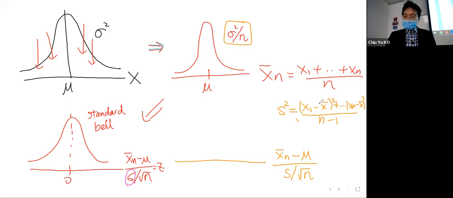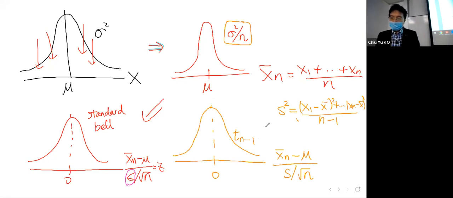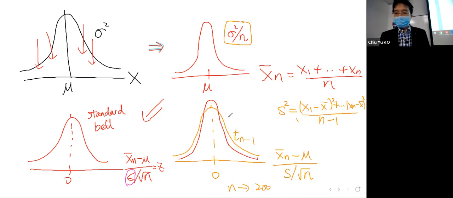And this guy is actually what we call a T bell instead of a bell, with n minus 1 degrees of freedom. We actually look at the table, but don't worry. It's like a bell, very close to the bell. As I mentioned, if n is more than 200, it's almost exactly the bell. But below 200, it's only like a bell. The bell looks like this, and if you look at the red one, it looks like this.